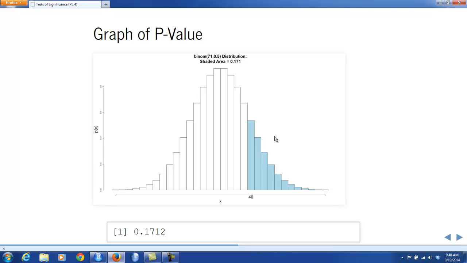You know, when we did the normal approximation, we got 0.1692. So the difference is very small. The normal approximation was actually doing pretty well. But with no extra effort here, we've got a little bit more exact p-value. So binom test GC really is the recommended procedure for confidence intervals and for tests of significance, dealing with one population proportion.